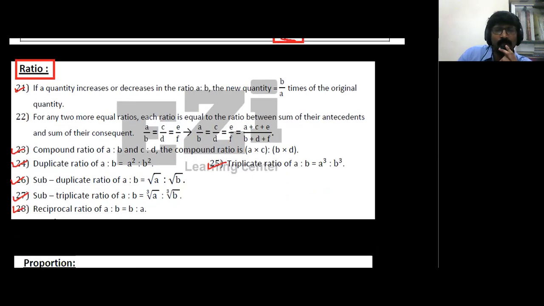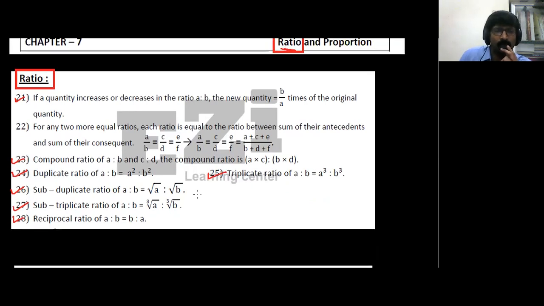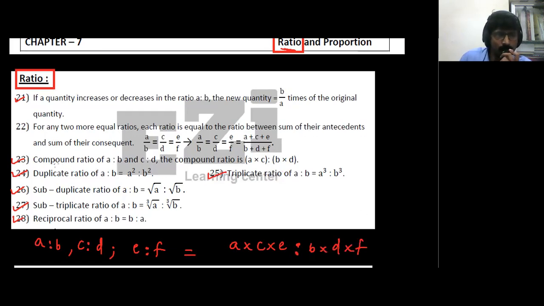Say suppose there are 3 ratios. I'll just write it down over here. Say the first ratio is A is to B, the second ratio is C is to D, and the third ratio is E is to F. Then what is the compounded ratio of this? The compounded ratio will become A into C into E is to B into D into F, the product of the antecedents is to the product of the consequents. I hope you understood this. What do you mean by compounded ratio?